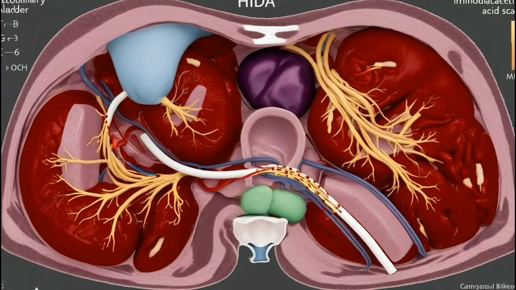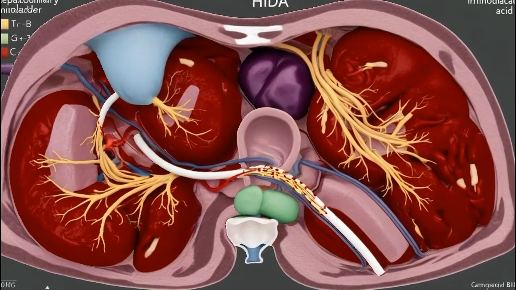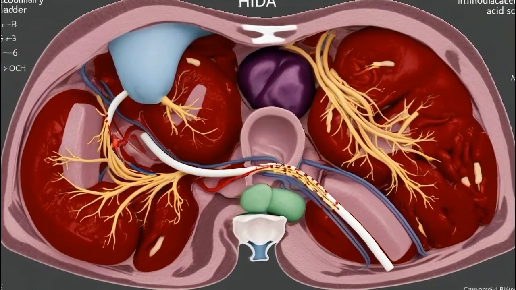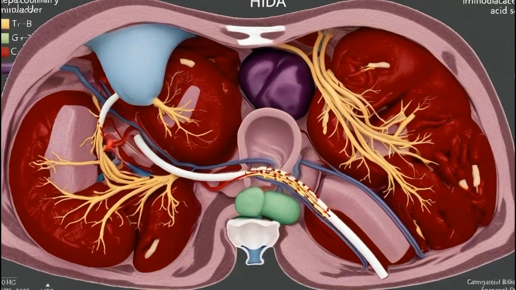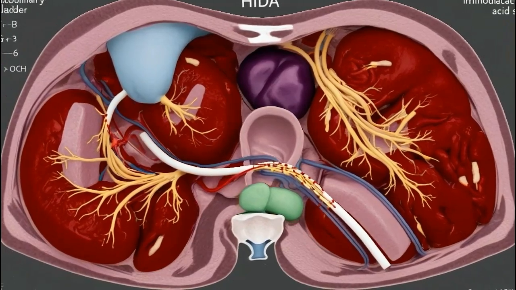Hepatobiliary iminodiacetic acid scan, HIDA, assesses the function of the gallbladder and bile ducts. A radioactive tracer is injected into a vein, and a special camera tracks its movement through the liver, gallbladder, and bile ducts. Useful for diagnosing gallbladder dysfunction and bile duct obstruction, even in the absence of visible stones.